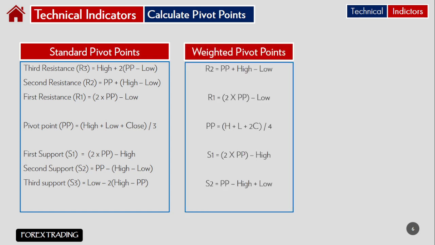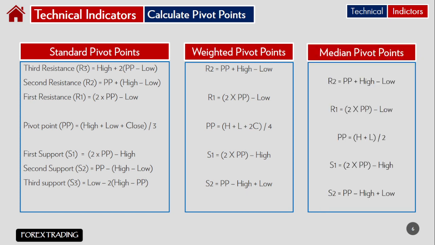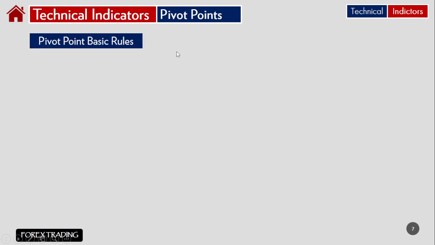And then there is another type of pivot point which is called weighted pivot points, and number three is median pivot points. So these are all the formulations or calculations that go on behind the scenes. Usually we use standard pivot points.